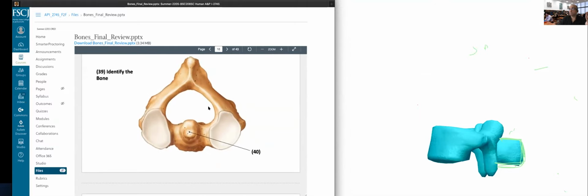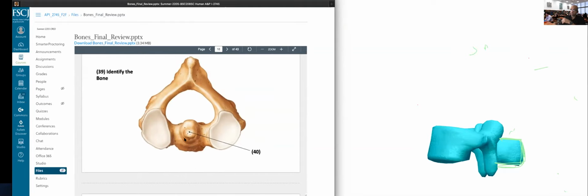All right, so for example, identify this bone. What do you think? C2 or axis. On the exam, I usually bring you multiple pictures from different views of the same bone, because this view doesn't show the transverse foramen.